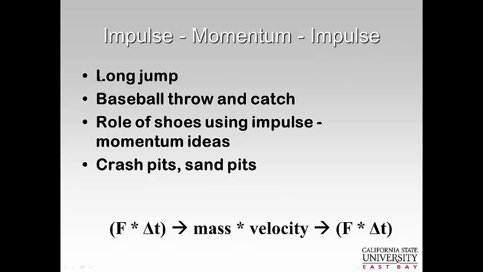So a few examples. Long jump: you apply a force to the ground, you go through the air, and then you land on the ground again. A baseball throw and catch, right? The first thrower applies an impulse to the ball, it has momentum and goes to the next person who catches it, and that ball creates an impulse on their glove.